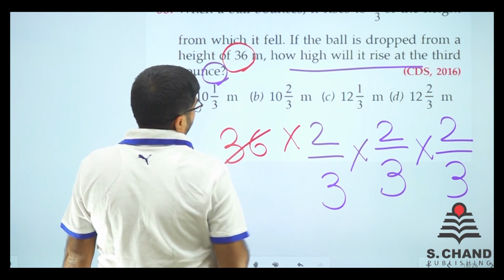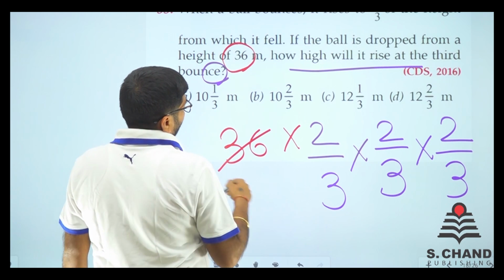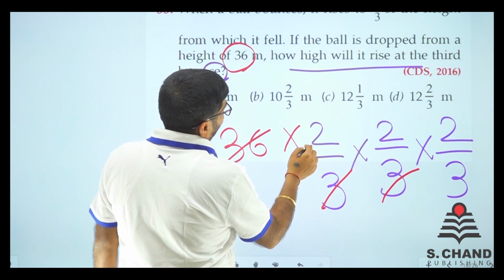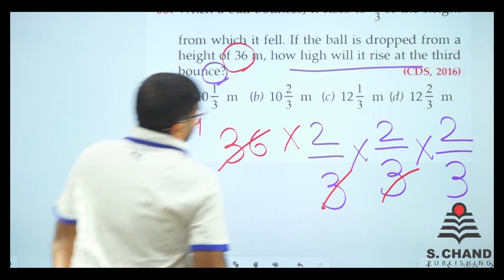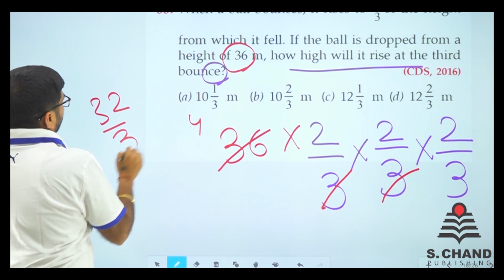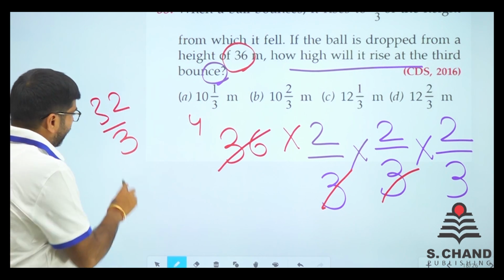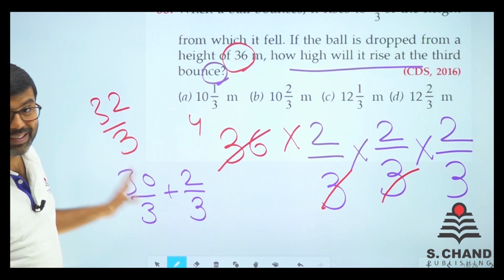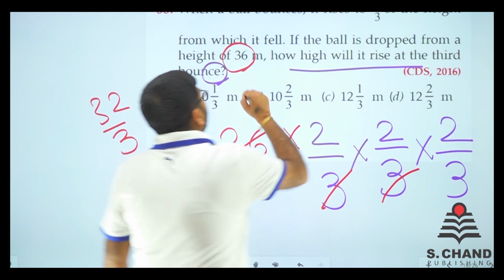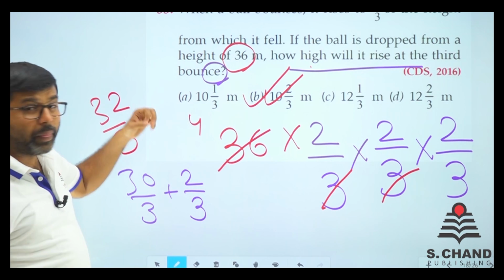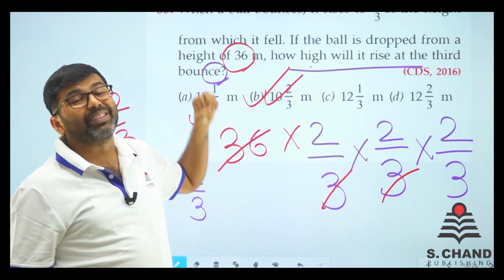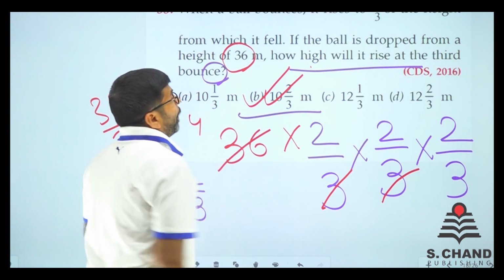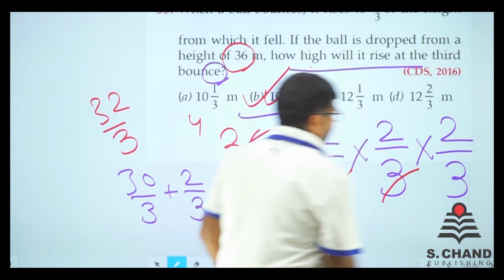So do one thing, 36 divided by 9, actually 3 into 3 is 9. So we get 4. So we get 4 into 2, 8, 8 into 2, 16, 16 into 2, 32 by 3. What is 32 by 3? It is like 30 by 3 plus 2 by 3, right? So 30 by 3 is 10, and 10 and 2 by 3. Is there anything called 10 2 by 3? Yes, we have. So when the ball is dropped from 36-meter height, at the third bounce it rises only 10 2 by 3 meter, and that is the answer. Let's move on to the next question.